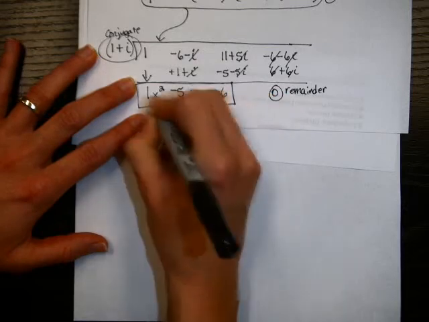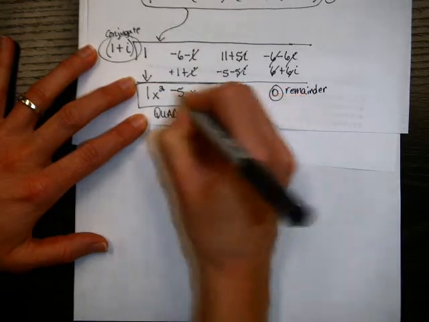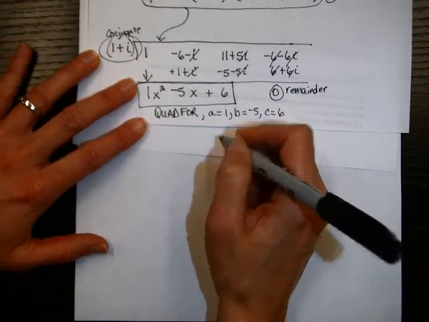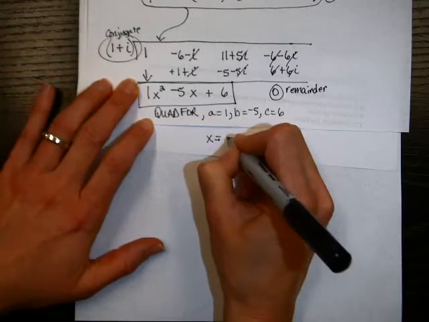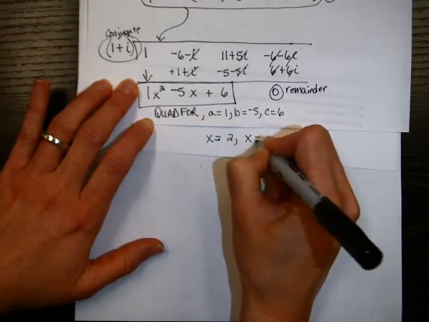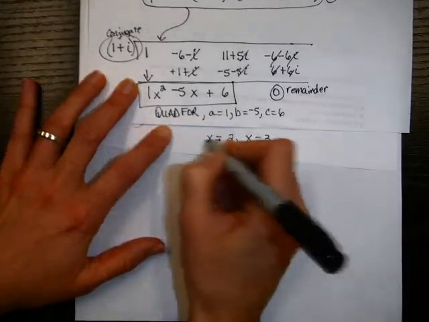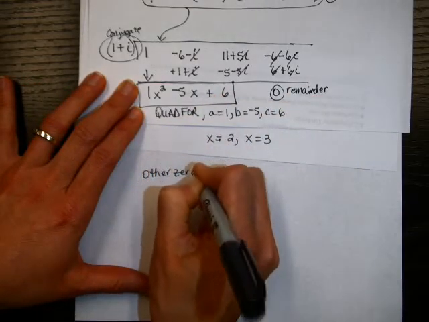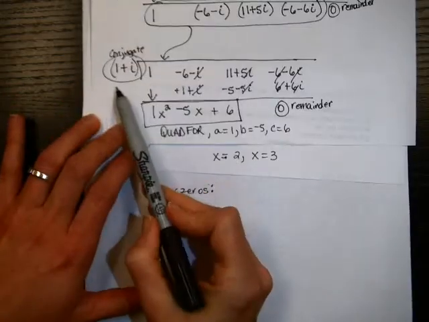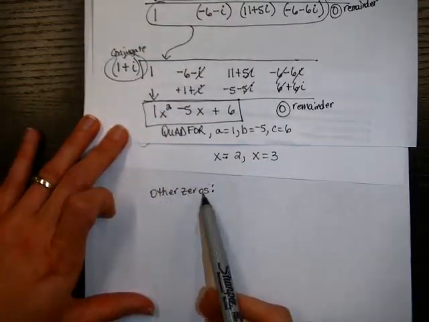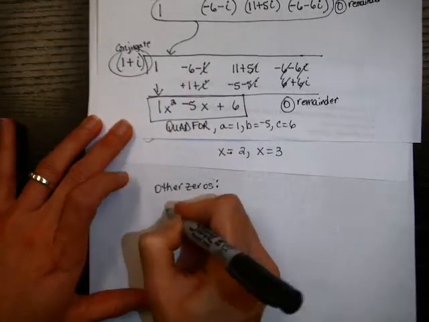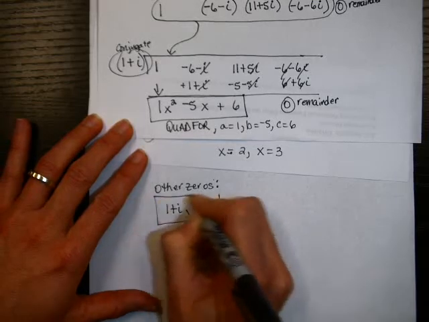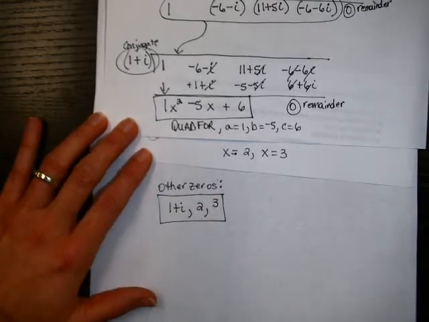And so A would be positive 1, B would be negative 5, and C would be 6. And it will tell you that x equals positive 2 or x equals 3. And so my other zeros, you're not going to list the one you were given. We were given 1 minus i. The other zeros that I would give for my final answer would be 1 plus i, comma, 2, comma, 3. And those would be the other zeros for that function.